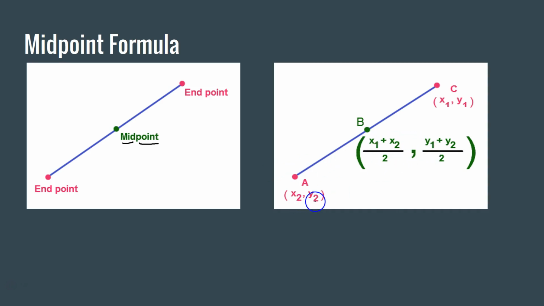Once you find your x midpoint value, then you need to find your y midpoint value. Y sub 1 plus y sub 2 divided by 2.